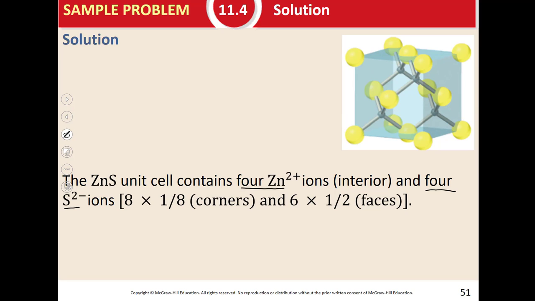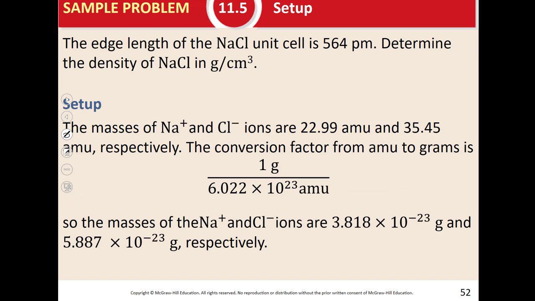Any questions about the ionic crystals? So it's the same thing that we did last time, just you have to consider in terms of each ion what the cubic cell looks like. All right, so let's look at that density versus the edge length thing again. Given that the edge length of a sodium chloride unit cell is 564 picometers, determine the density of sodium chloride in grams per centimeter cubed.